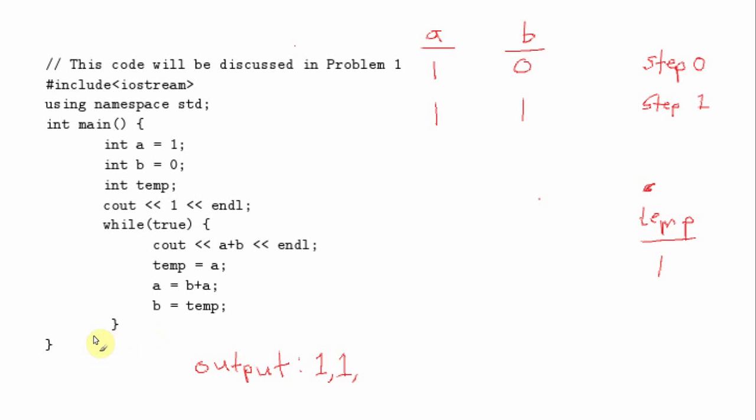Okay, now we hit here and we go back to the beginning of the while loop. It says cout a plus b. So what is a plus b? It's going to be 1 plus 1, so that's 2. Now temp gets set to a, which is 1. And now a gets set to b plus a, so b plus a is actually 2. Now b gets set to temp, which is 1. So this is like step 3.